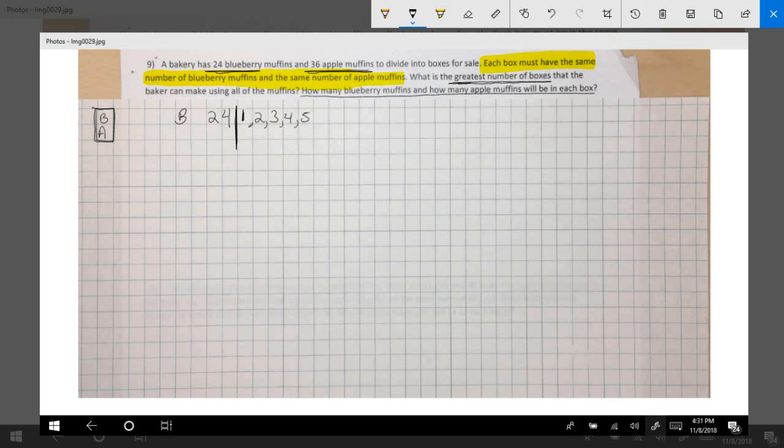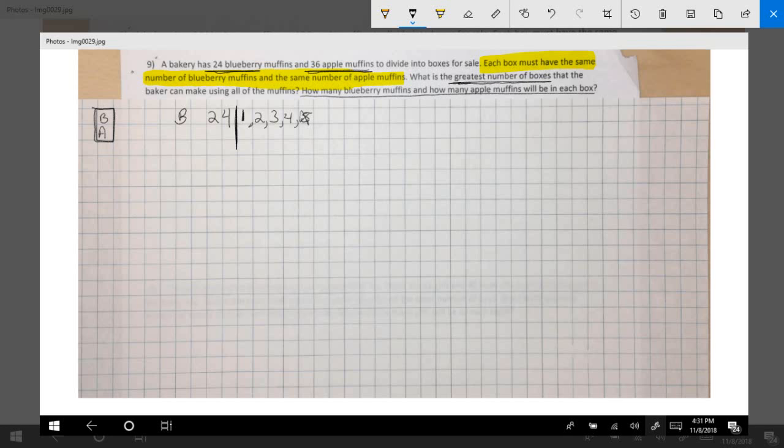Now, could I do 5 boxes of blueberry muffins equally? Could I divide the 24 blueberry muffins into 5 boxes? The answer is no. I cannot do that, right? So 5 is not an option. So this is where we start. We're not thinking about the greatest common factor yet, but we are thinking about factors. So 5 is not a factor of 24, which means we can't divide the 24 muffins into boxes.